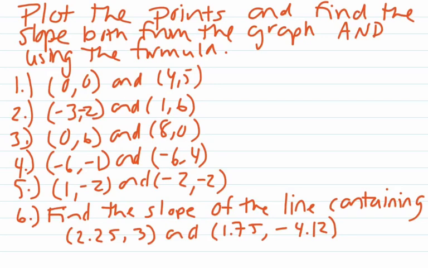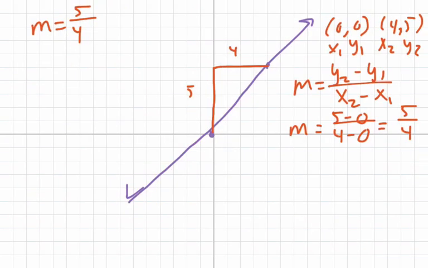All right, let's take a look at this. So the first one, we were doing the points 0, 0, and 4, 5. And so the slope of the line is 5/4. And it's totally okay to leave that as a fraction. Don't change it to a mixed number.